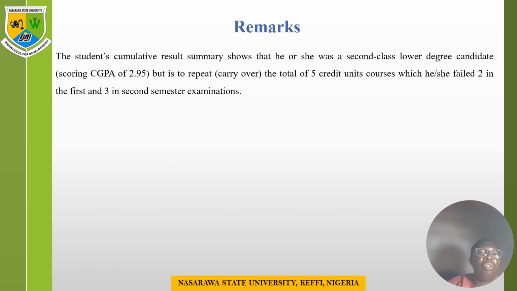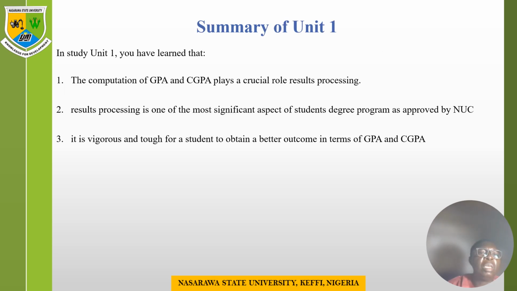So remarks: the student's cumulative result summary shows that he or she is a second class lower degree candidate, scoring a CGPA of 2.95, but is to repeat and carry over a total of 5 credit unit courses, where he or she failed 2 credit units in the first semester and 3 in the second semester, which are the courses he failed. Summary of Unit 1. In this study, you have learned that the computations of GPA and CGPA play a crucial role in result processes.